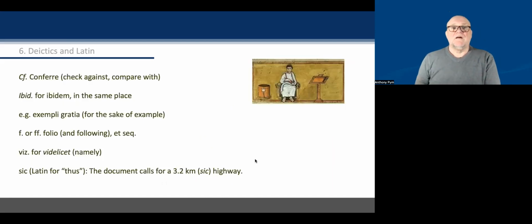And here's some of the Latin you come up against. CF, very common. I like CF, I use that. It means confere. It means check with, compare with. Oh, there's something similar over there. Not the same thing, but something similar you might want to look at. Ibid is ibidem, in the same place.